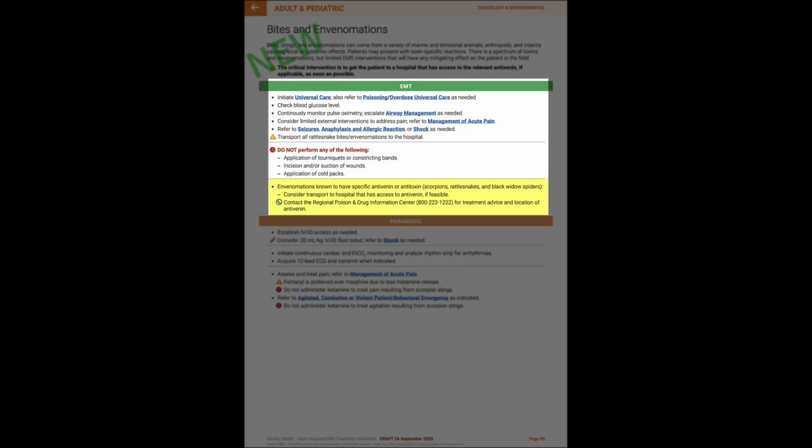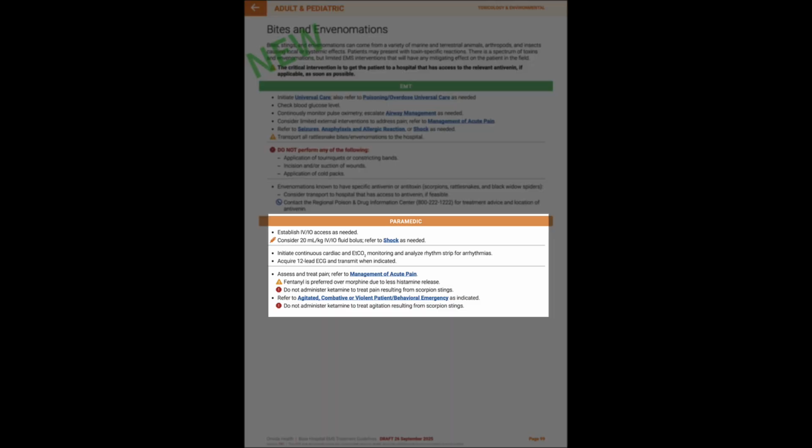The guideline also notes that certain envenomations, like those from scorpions, black widow spiders, and rattlesnakes, may have specific antivenoms available. If you suspect one of these, consider transporting to a facility with access to that resource. You can confirm availability by calling the Regional Poison and Drug Information Center ahead of time.